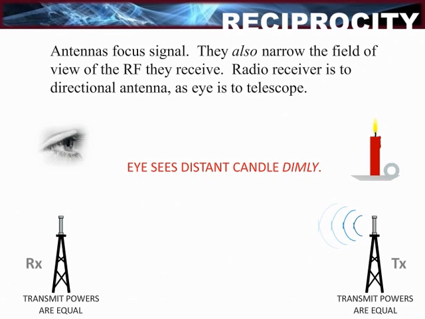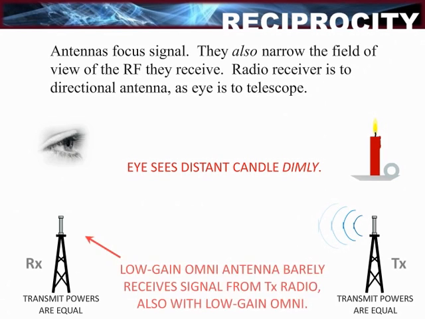Antennas focus signal. They also narrow the field of view of the RF they receive. Here we have an analogy where an eye is looking at a distant candle and it sees the candle quite dimly. Down below we have two radio transceivers, one transmitting and one receiving. Each has a low gain omnidirectional antenna, so the signal between the two is quite weak.